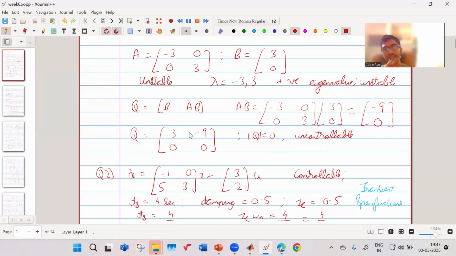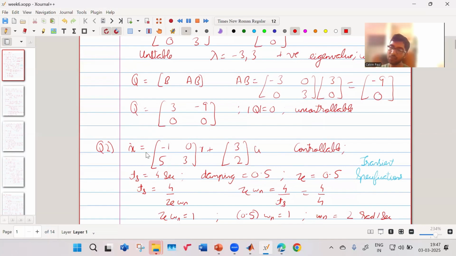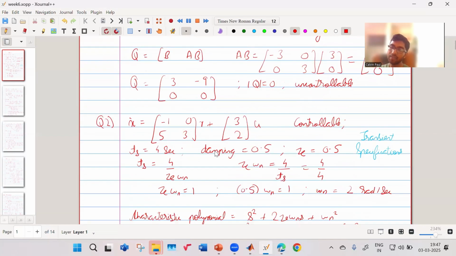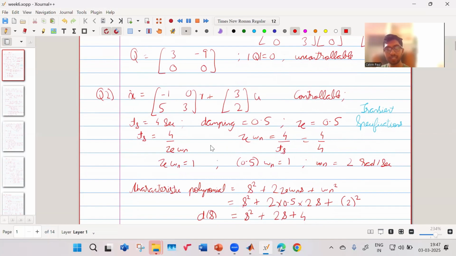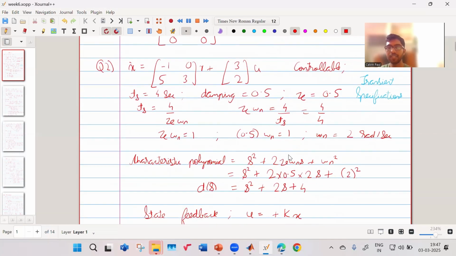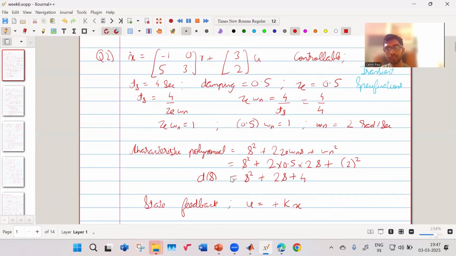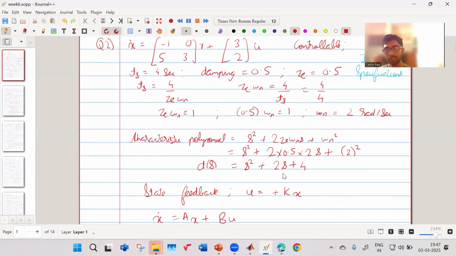Now, we'll consider another LTI system, which is given by this equation: x dot is equal to minus 1053x plus bu. We have the settling time and the damping, so we have the transient specifications. Once we have them, we find zeta, then omega n. After that, the characteristic polynomial is given by s square plus 2 zeta omega n s plus omega n square.